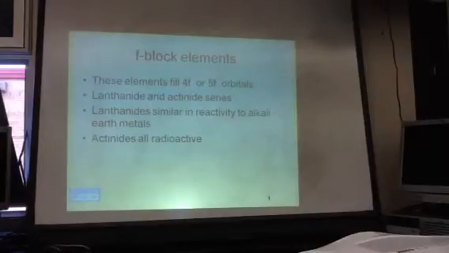Okay, this is the last slide we're going to do. The F block, the big, the bad, the radioactive. Everything in that top row, the lanthanides, every single one of them is highly reactive. They are all reactive. The actinides are not only reactive, they're also radioactive.